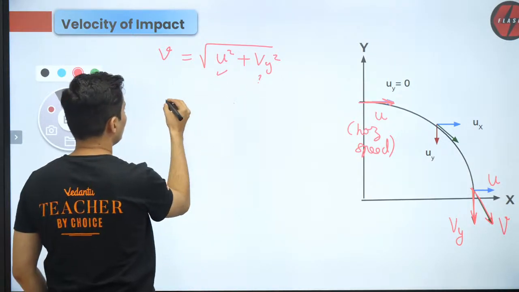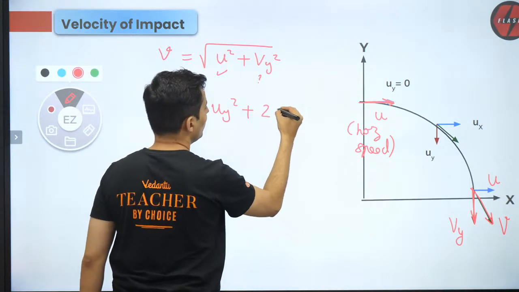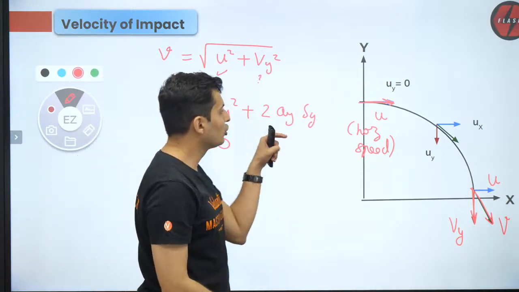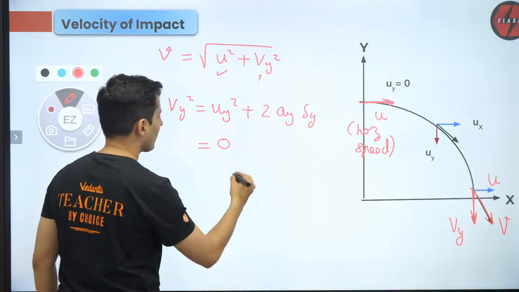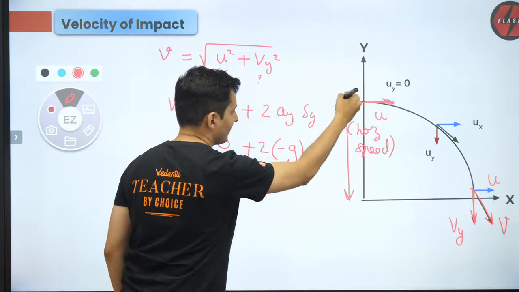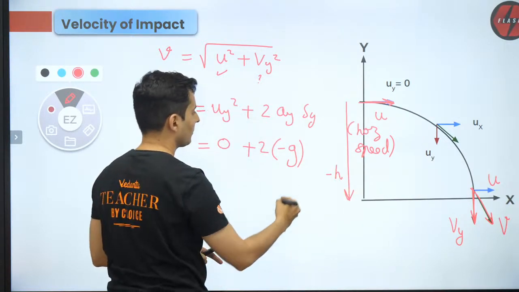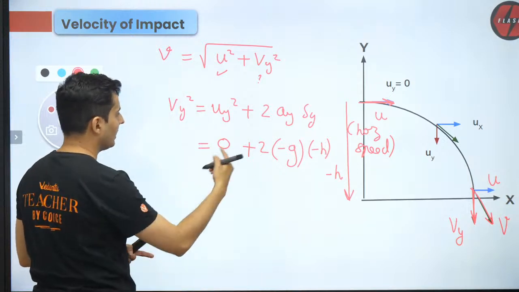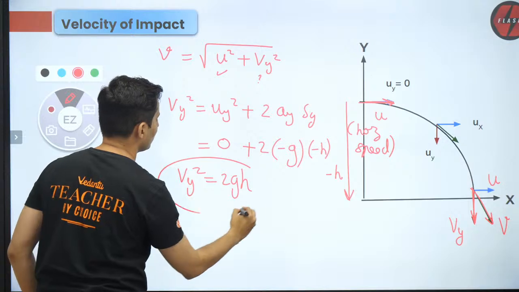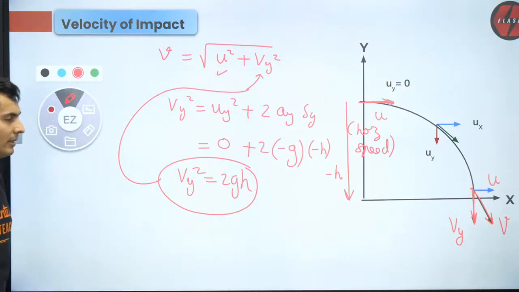It's very simple. Use this. Vy square is uy square plus 2ay sy. What is uy? Zero, because there was no speed in the vertical direction initially. Plus, what is ay? Minus g. What is sy? Displacement in the y-axis. This is initial, the final point is there. In the y-axis, it is minus h. So it is minus h over here. That's it. So you will get vy square as 2gh. And you can use this in the formula over here. So it no longer remains a question mark. That's how you find it out.